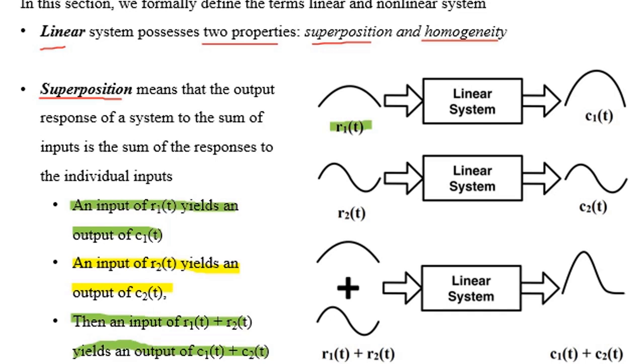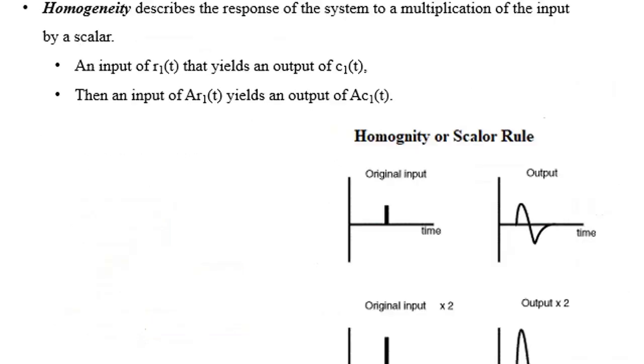We have a linear system whose first input is R1 of t, for which we have an output of C1 of t. Then we have an input of R2 of t and an output of C2 of t. Then we have an input equal to R1 plus R2 of t, whose output is equal to the sum of the previous outputs, which is C1 of t plus C2 of t.